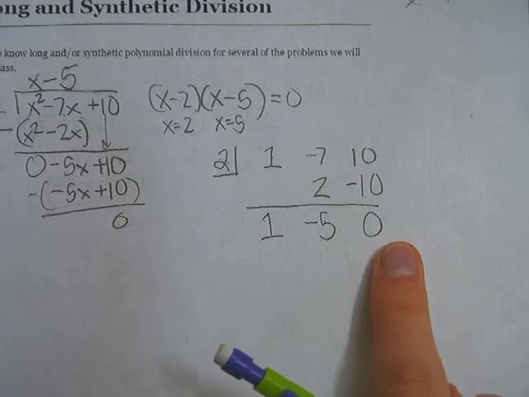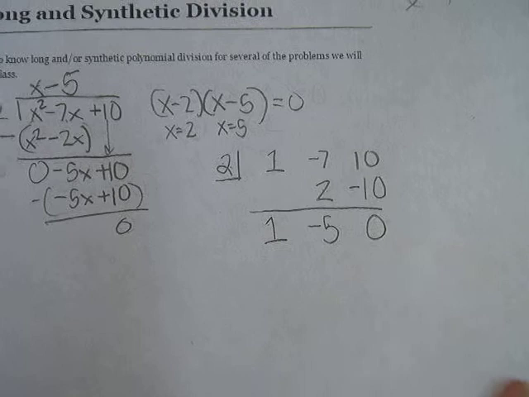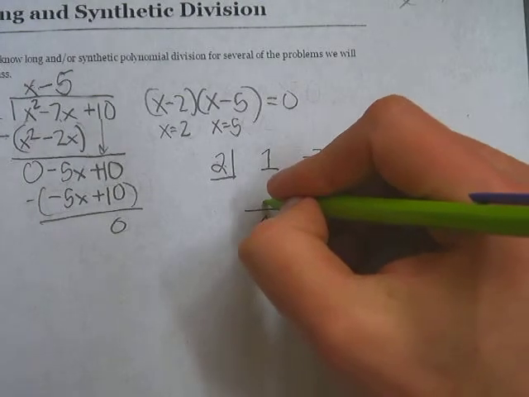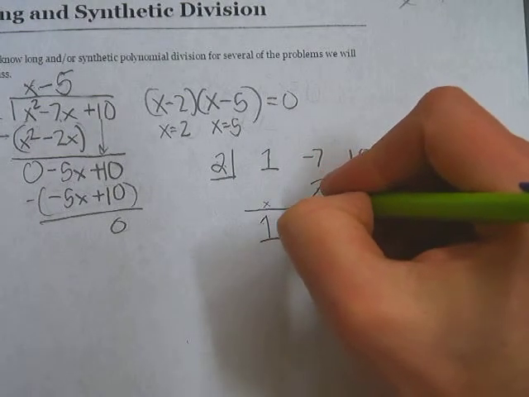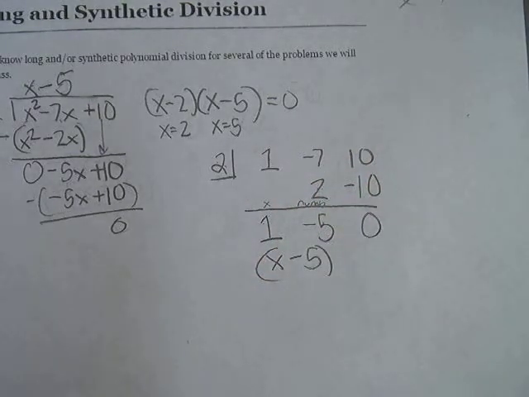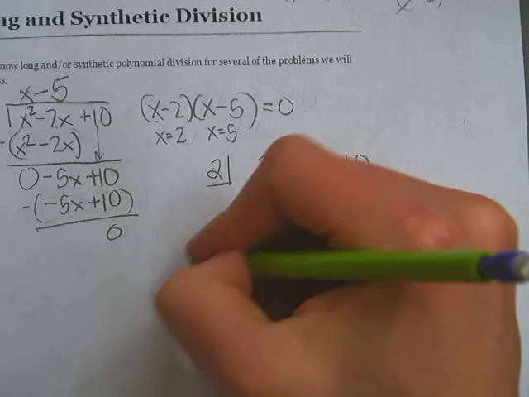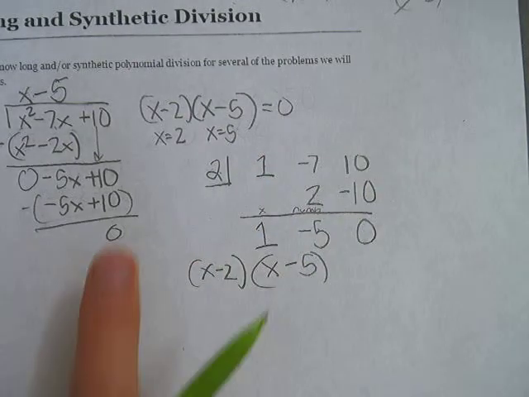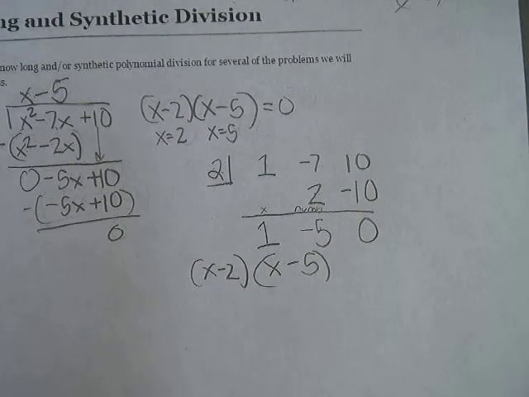This being 0 tells us it went in cleanly. And this tells us this is now the x place, and this is the number place. So this is x minus 5. And it means our factors are x minus 2 and x minus 5, just like up here. All right, those were all easy examples. Let's move on to some slightly more challenging examples.